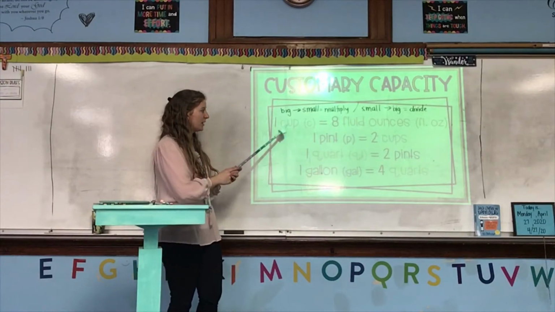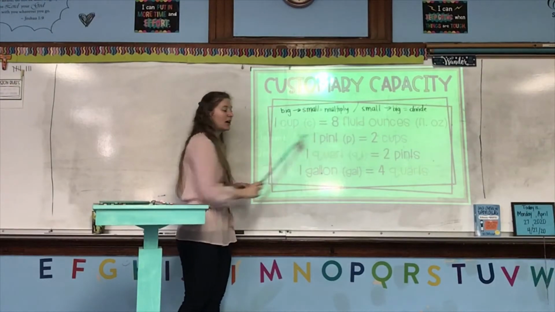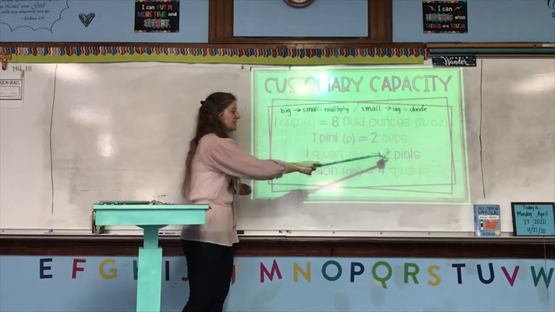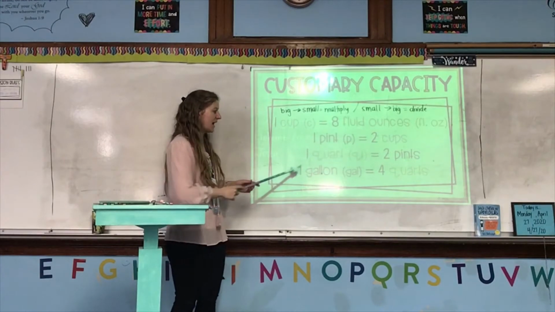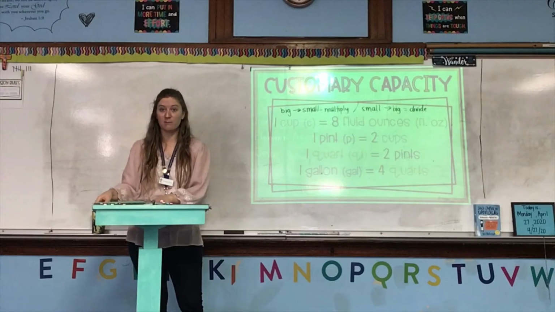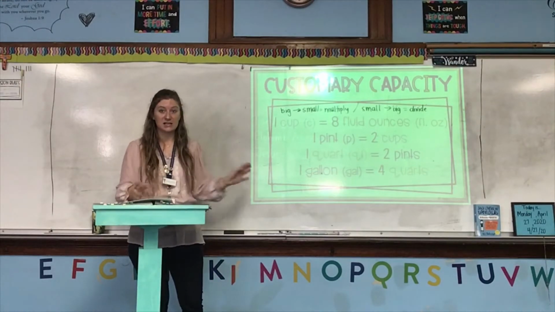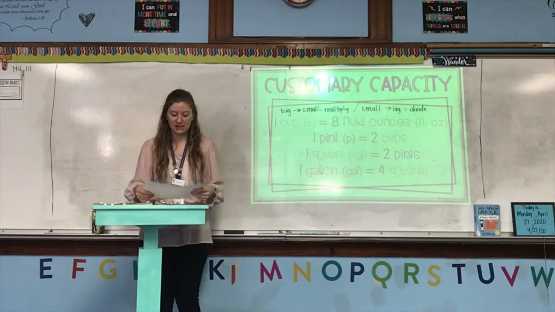Okay, so remember, 1 cup is the same as 8 fluid ounces. 1 pint is the same as 2 cups. 1 quart is the same as 2 pints. And 1 gallon is the same as 4 quarts. Make sure that you can remember this, because you're not going to have a conversion chart like this on your tests or anything like that.